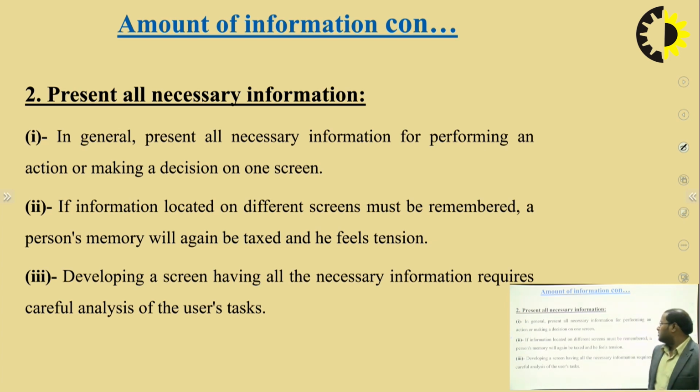In general, present all necessary information for performing an action or making a decision on one screen. If information located on a different screen must be remembered, a person's memory will again be taxed and he feels tension. Developing a screen having all the necessary information requires careful analysis of the user task.